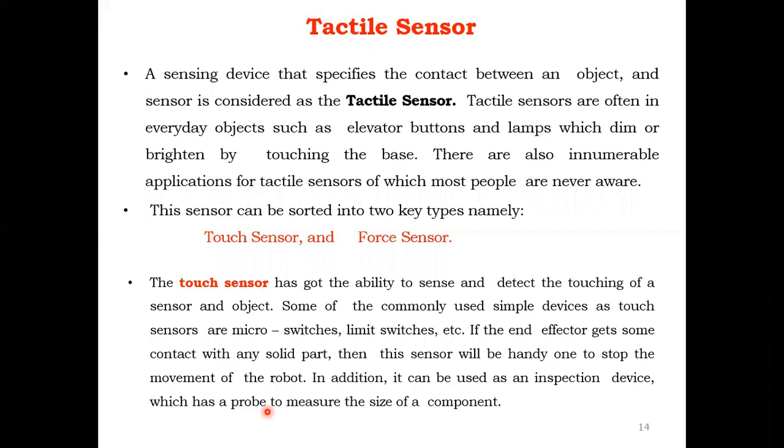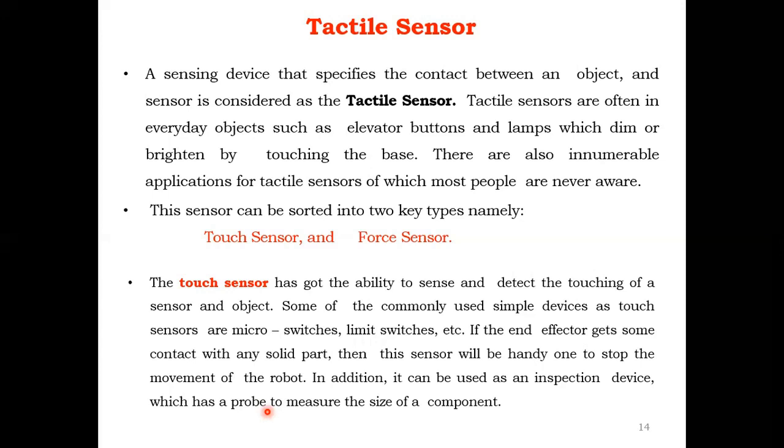This can be sorted into two key types, that is touch sensor and force sensor. The touch sensor has the ability to sense and detect the touching between a sensor and an object. Some commonly used simple devices as touch sensors are micro switches, limit switches, etc.